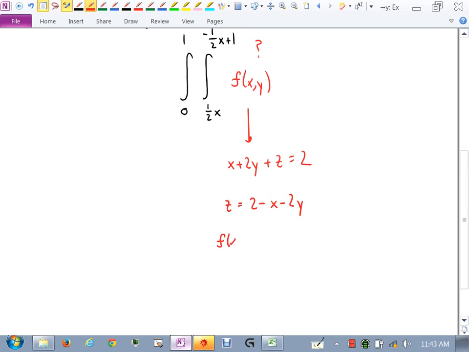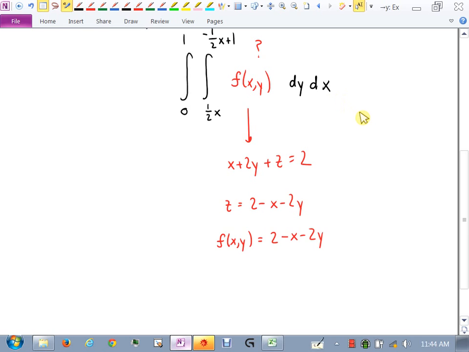Now z can be determined completely from x and y. So it is a function of x and y. And that will be my function that I'm putting in here. Does that make sense geometrically? Trying to find the volume underneath that plane, but above that triangle on the ground. D what? dy dx.